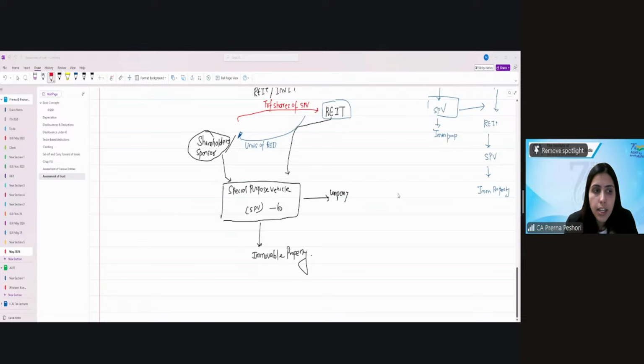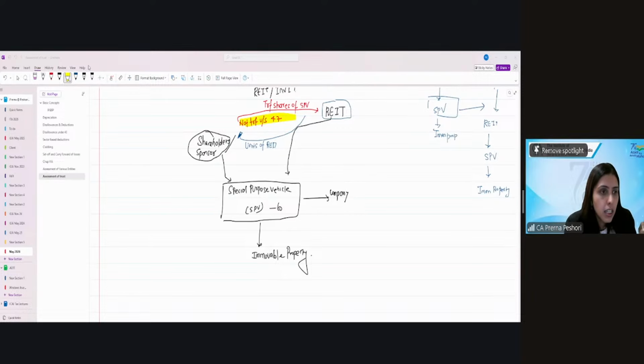Whether this will attract the capital gain. Not a transfer under section 47 in the hands of the shareholder. Very good. This is not regarded as a transfer under section 47. So there will not be any capital gain in the hands of the shareholder, because there is a specific exemption in respect of this. Are we getting it?